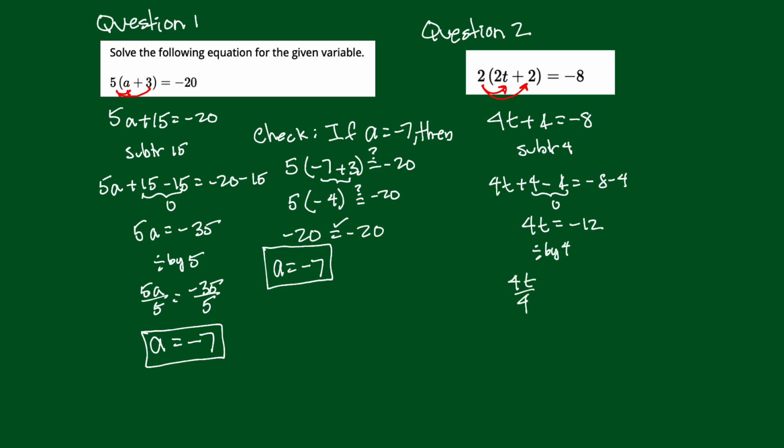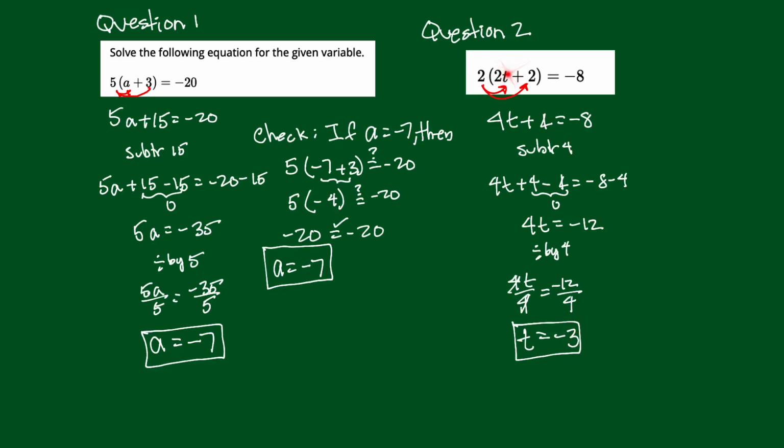4t over 4 equals negative 12 over 4. Now 4 into 4 is 1, so I'll just get t equals negative 12 divided by 4, which is negative 3. Now I should check it. I won't this time, but let's just do it in our heads. What happens if you put negative 3 back here?